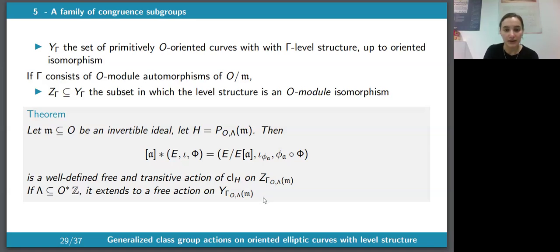Now, we can also extend this action to a free action on the whole of Y_gamma, but under the condition that our lambda is contained in O^*Z, where O^* is the units of the order O, which is usually just plus or minus 1, but in some cases it can also be more. So this was just to say that this O^*Z is usually just Z, but it can be in some cases a bit bigger.